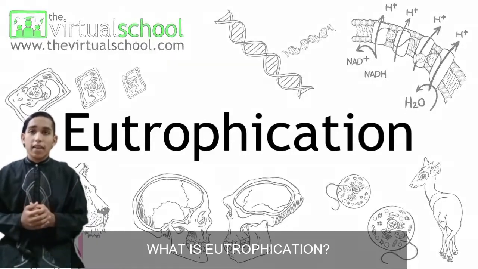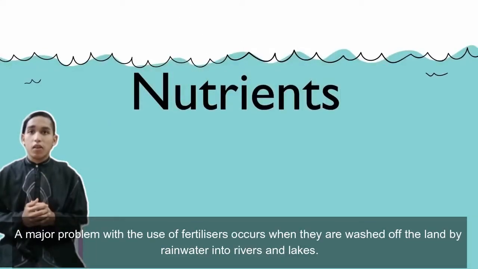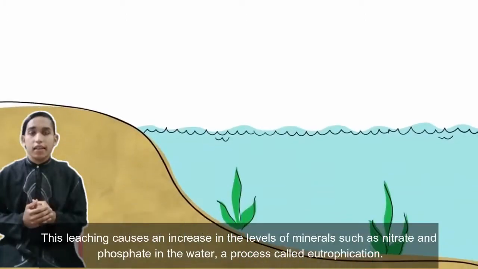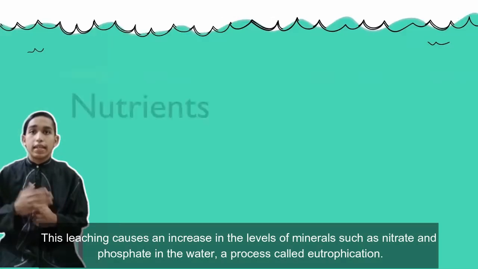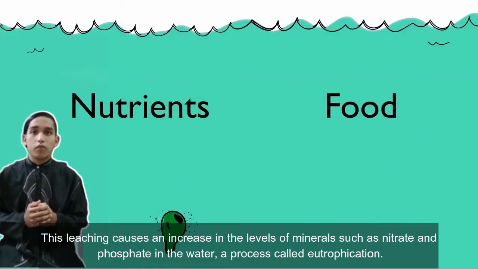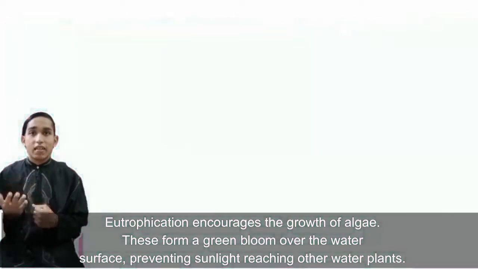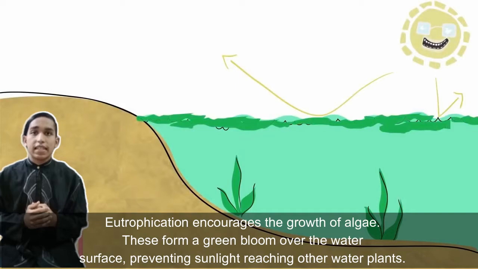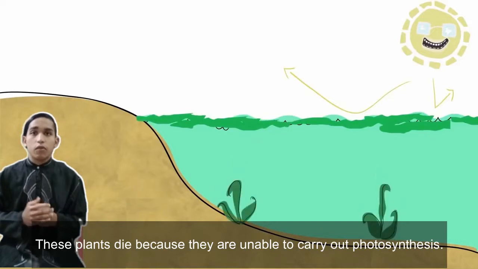So basically, what is eutrophication? A major problem with the use of fertilizers occurs when they are washed off the land by rainwater into rivers and lakes. This leaching causes an increase in the levels of minerals such as nitrate and phosphate in the water, a process called eutrophication. Eutrophication encourages the growth of algae. These form a green bloom over the water surface, preventing sunlight reaching other water plants. These plants die because they are unable to carry out photosynthesis.